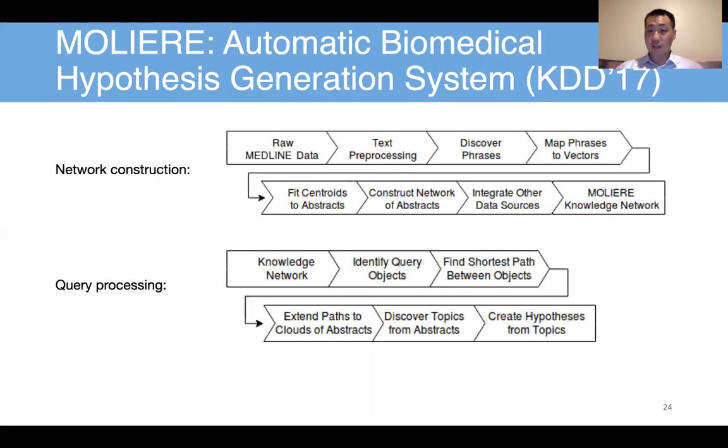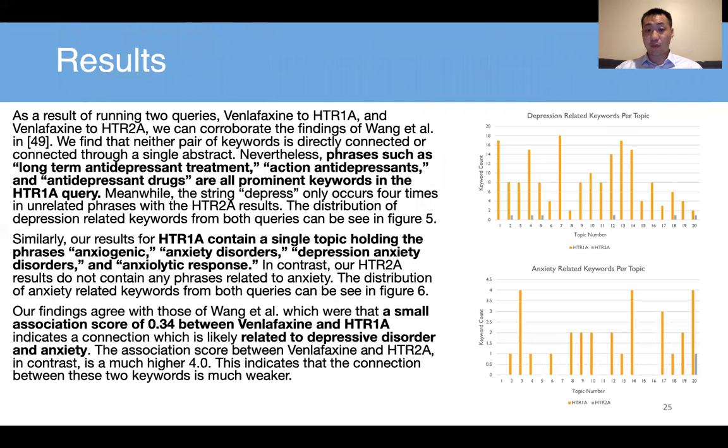For the first one, you can take a few seconds to look at the network. They first construct a knowledge graph from the literature, but they have the raw Medline data, and they do text pre-processing, discover phrases using AutoPhrase, and then map the phrases to vectors, like word2vec or phrase2vec, and then construct a network of the scientific terms. And then it can do query processing, right, to find the shortest path between the objects, between the concepts, and discover the topics in the abstracts, and then create hypotheses from the topics. What topics are associated with each other?